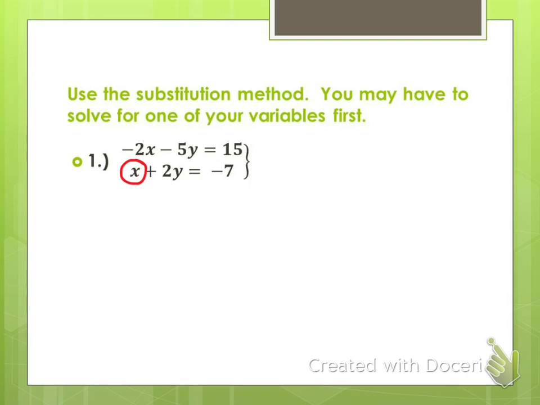So now we have to decide how that's going to happen. Anybody have any ideas about how I can make that happen? Jamal? Good. We can subtract that 2y from both sides. That's going to leave the x alone.